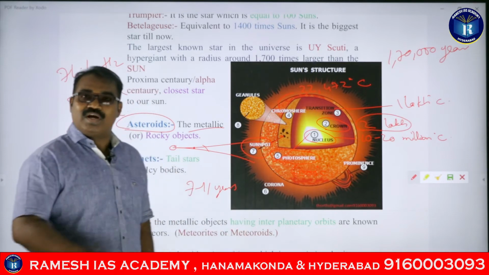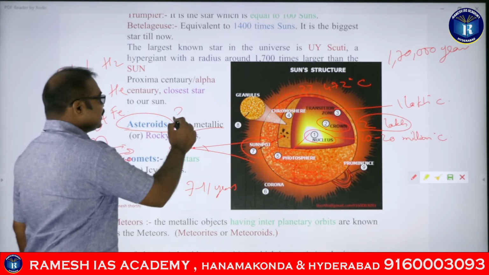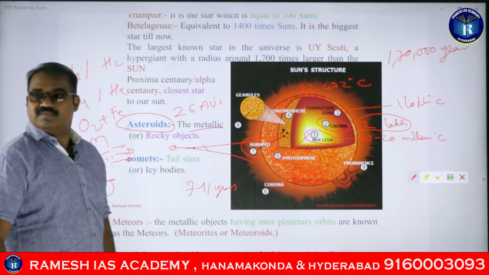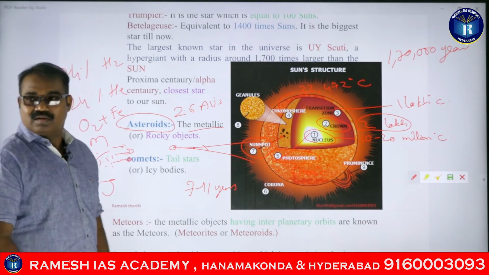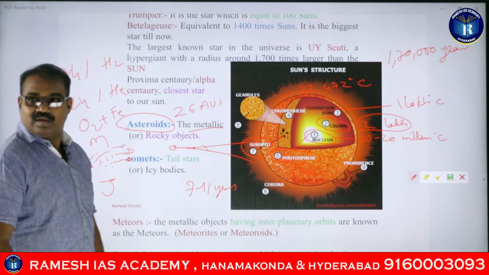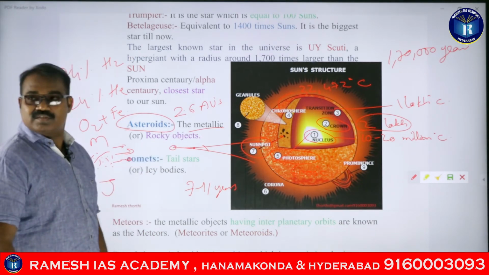So, the asteroidal belt is present at a distance of 2.6 AUs, astronomical units, from our Earth, guys. 2.6 astronomical units from our Earth. This is related to the asteroids.